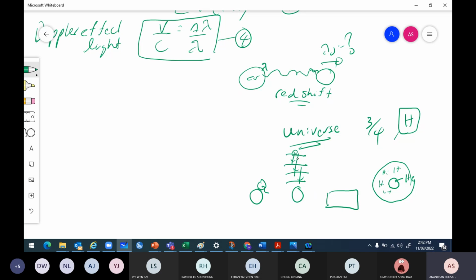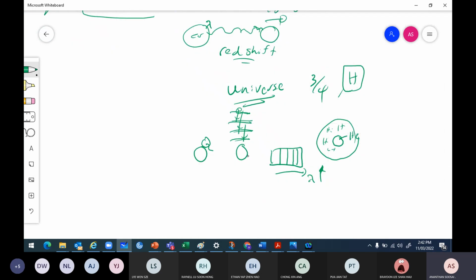So for hydrogen, let's say it has 4 energy levels. 4 lines will be produced. Of course, to the right is increasing wavelength normally. So why does hydrogen form 4 lines? Maybe it has 4 energy levels. This is the line spectra.